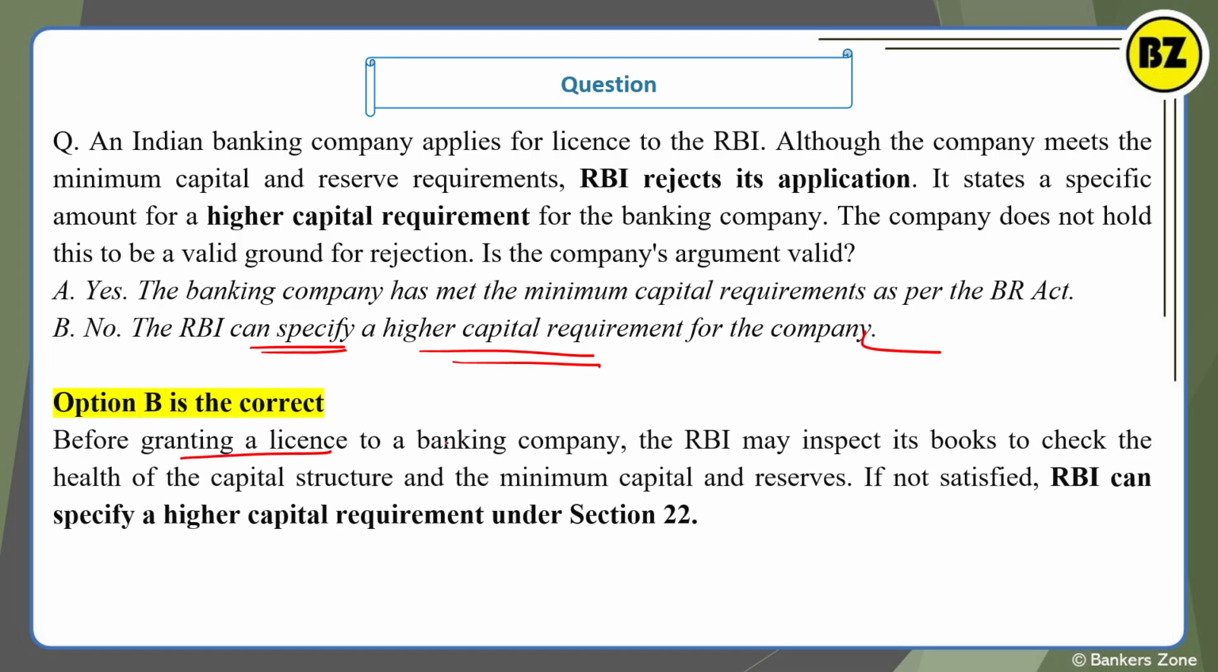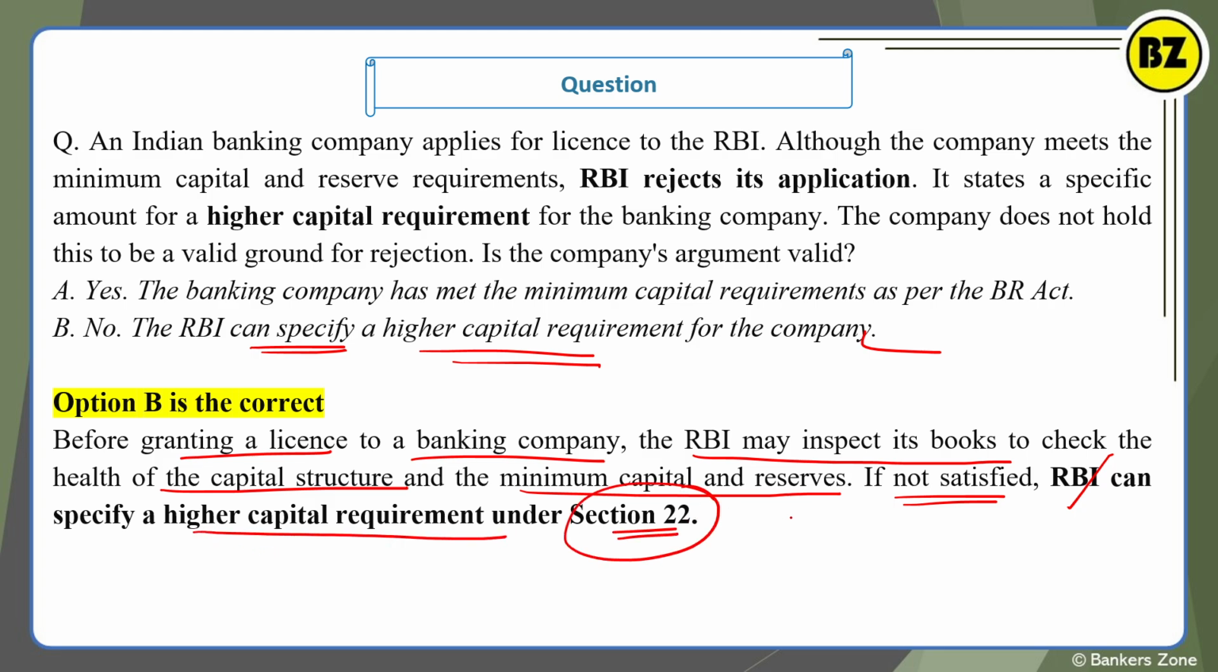Before granting a license to the banking company, RBI may inspect its books to check the health of the capital and the minimum capital and the reserve. If not satisfied, RBI can say a higher capital requirement under section 22 of the Banking Regulation Act.